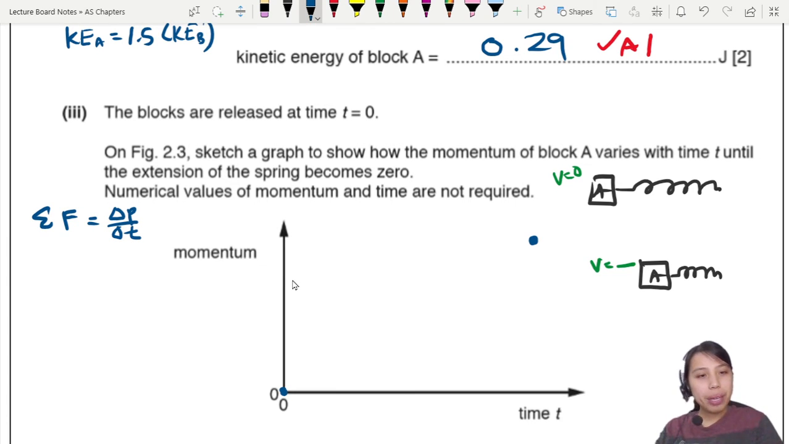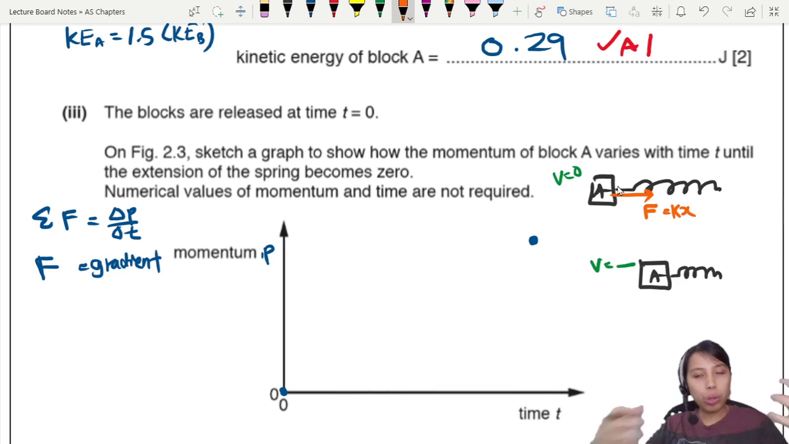You know why? Because when you see a dp dt or a delta p delta t, this is momentum, p against t. So this is really the gradient of the graph. So I can say whatever force is acting on my block here is related to the gradient of this graph. So if you think about the force acting on the block, there's going to be a Hooke's law force. Okay, oh sorry, wrong direction. The spring wants to pull the block this way. This force. This is F equals to kx.